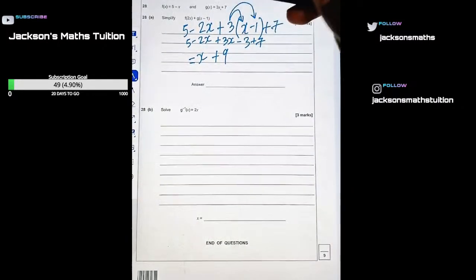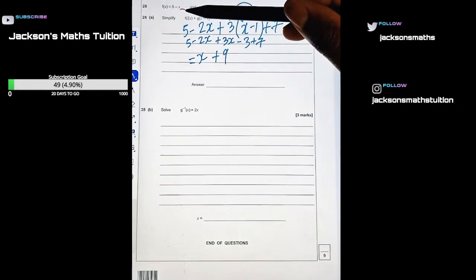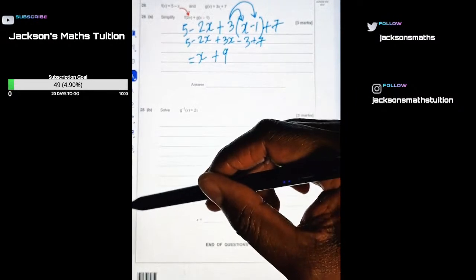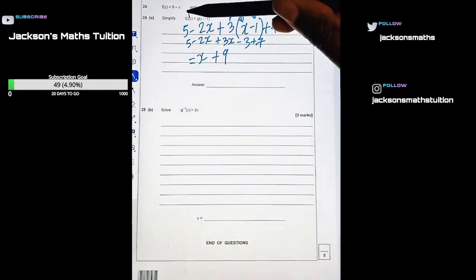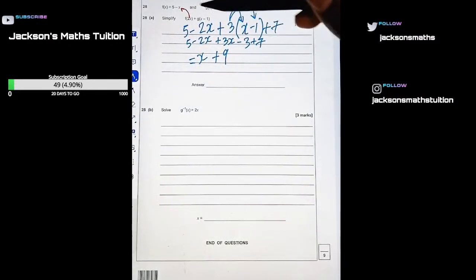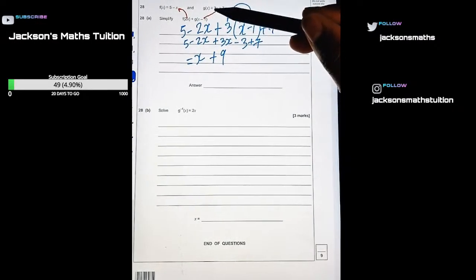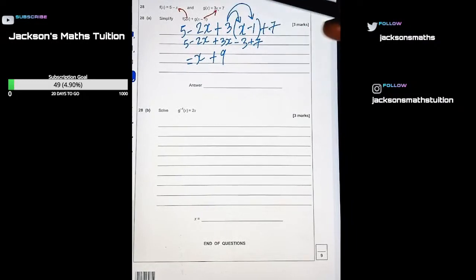So again, wherever you see x in the f function, you replace it with 2x. And wherever you see x in the g function, you replace it with x minus 1.